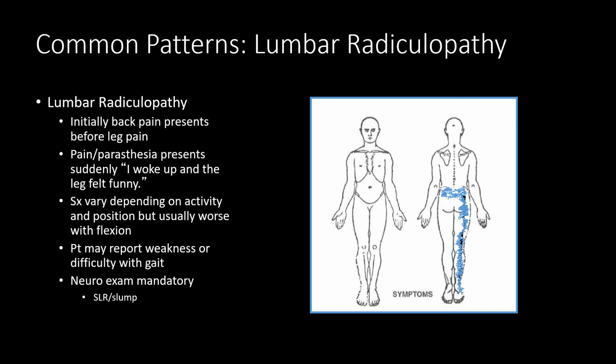If there's a motor component issue, they may have difficulty with gait. They may also report some muscle weakness. They may note that they have difficulty maybe getting up out of a chair, putting weight through that lower extremity, and certainly with walking could be worse.